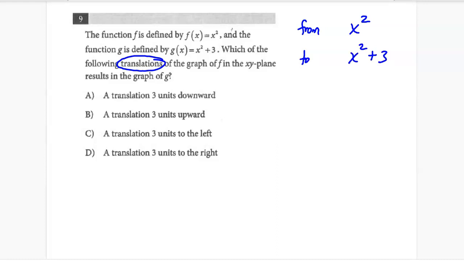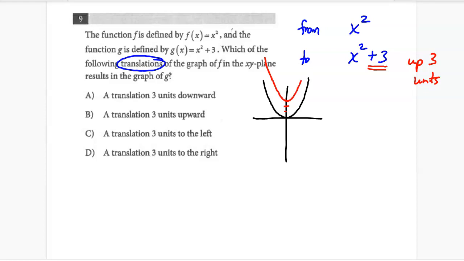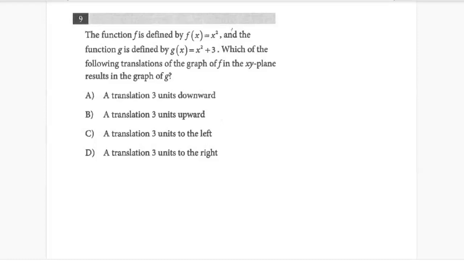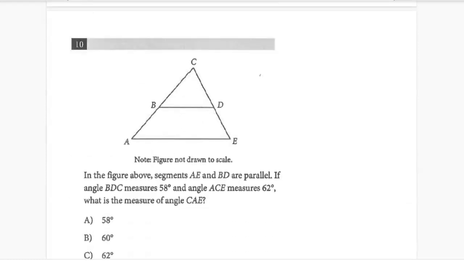If you graph y equals x squared, it's a parabola that looks like this. And when you add a constant to the back, that's going to shift it up 3 units. If it was minus 3, it'd go down. So my new graph is going to move up 1, 2, 3, and would look something like this. So there's the g function. The black is the f function. It looks like we did 3 units up. Correct answer, B. All right, next one, number 10.